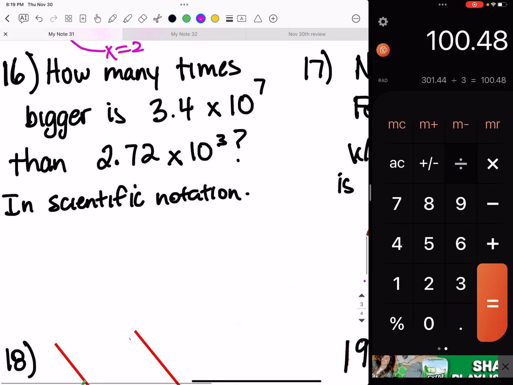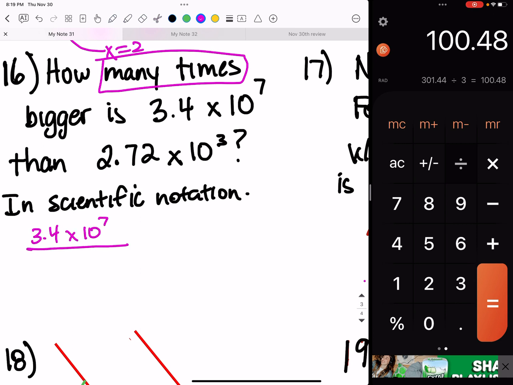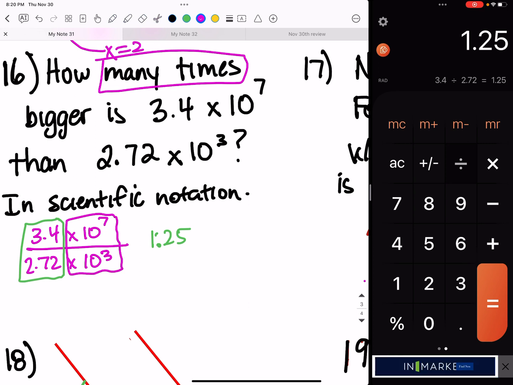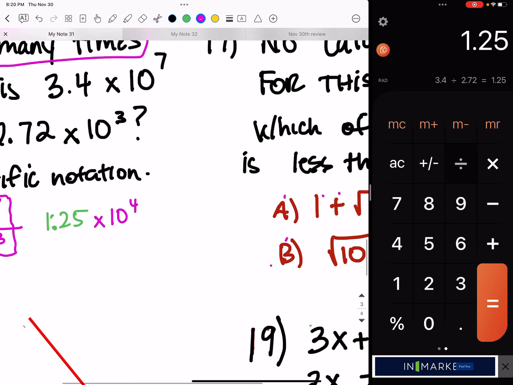All right, how many times bigger? How many times bigger? That means divide. 3.4 times 10 to the 7th divided by 2.72 times 10 to the 3rd. This part is just normal number division, so I can do that. 3.4 divided by 2.72 equals 1.25. This is powers rules, which means with powers we do one less. One less than division is subtraction. So 10 to the 4th, 7 minus 3. 1.25 times 10 to the 4th.